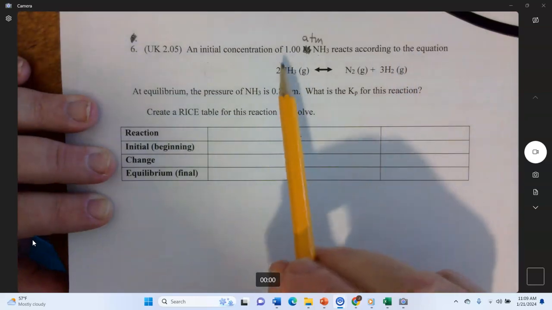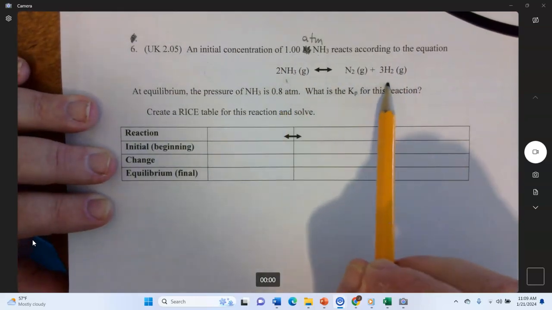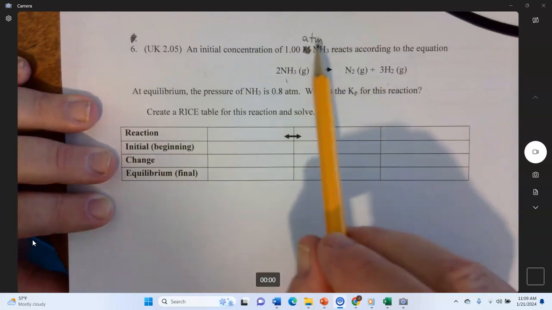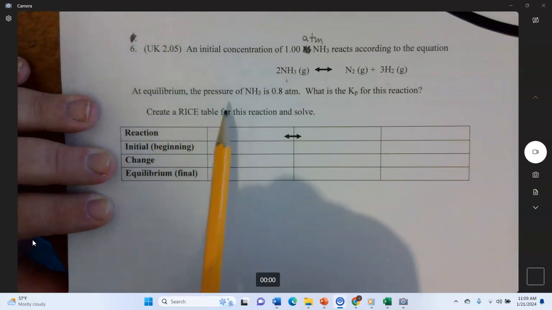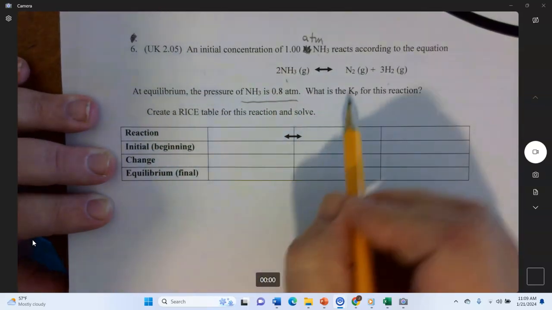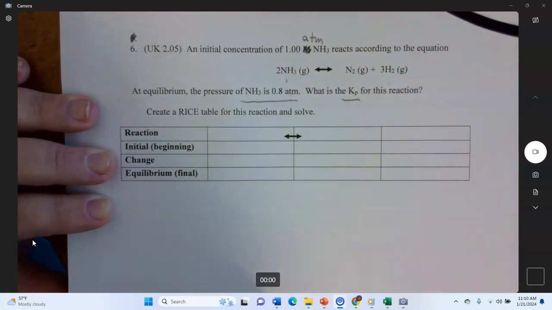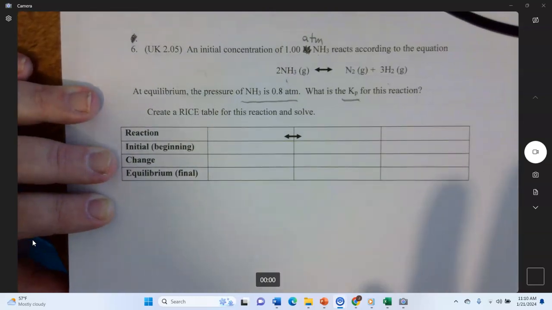So it reacts according to the equation 2NH3 produces N2 plus 3H2. That's a decomposition reaction. It's breaking this into pieces. At equilibrium, the pressure of NH3 is 0.8. What is the Kp? So that's what we're looking for, is the Kp. So first thing we can do is write the law of mass action. You should always write it in the equation form before you start plugging in numbers.